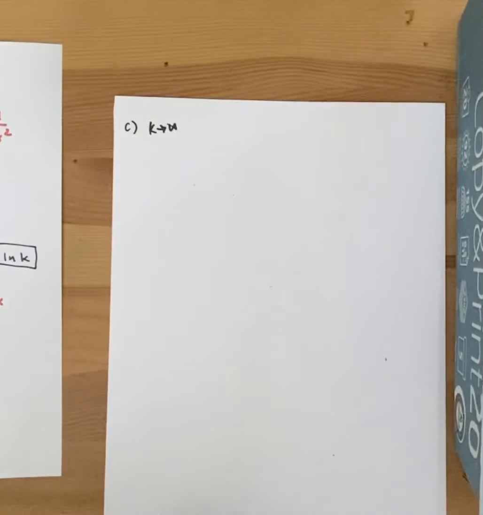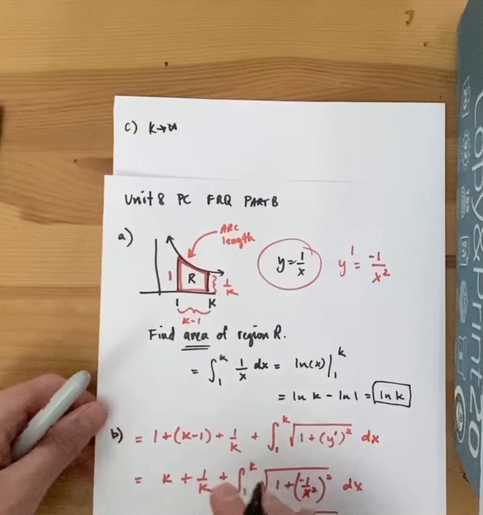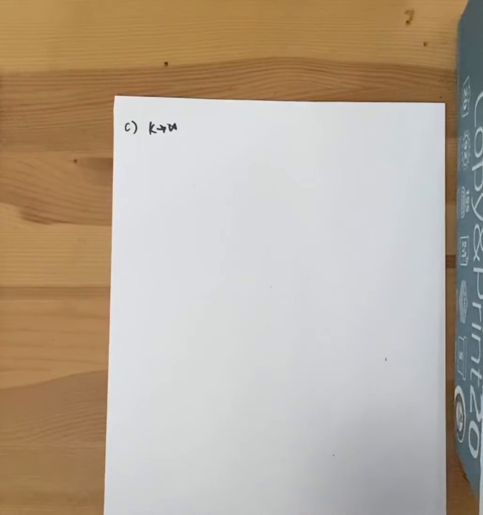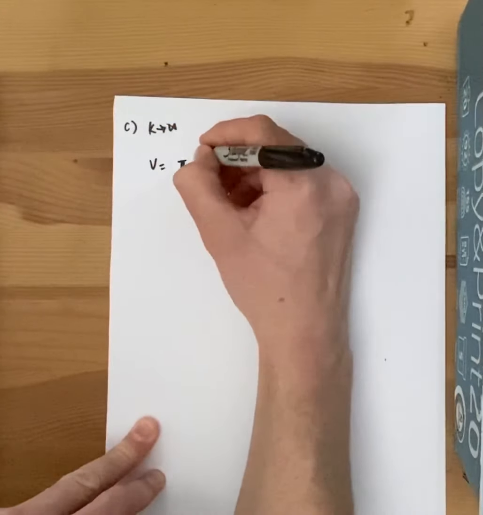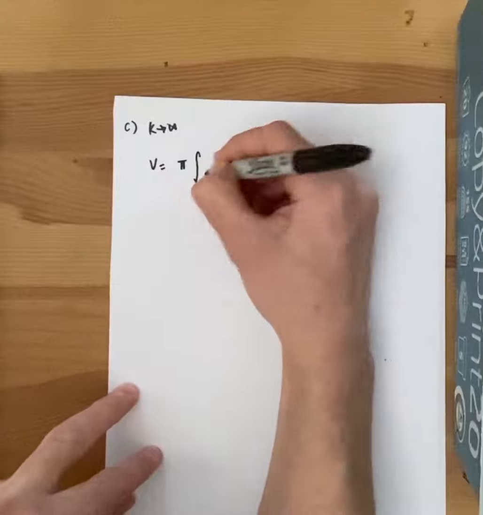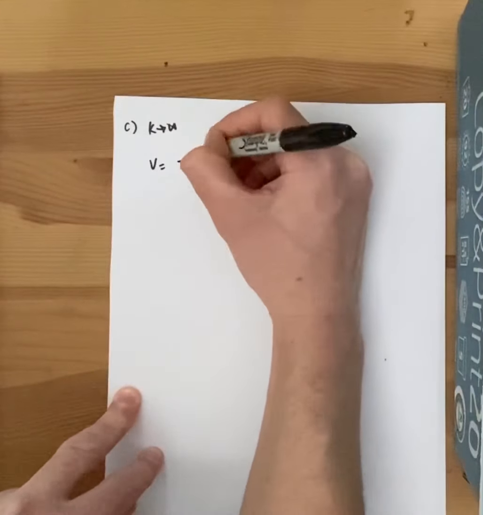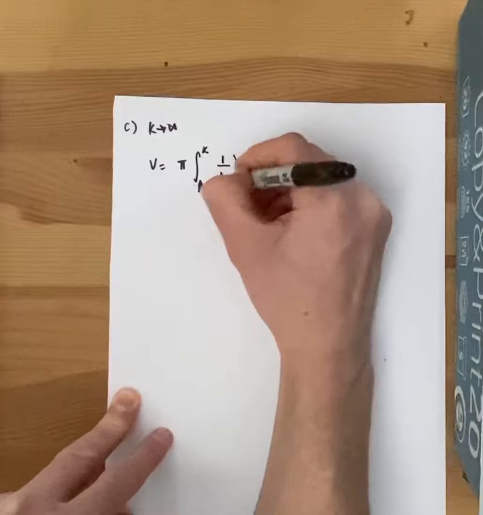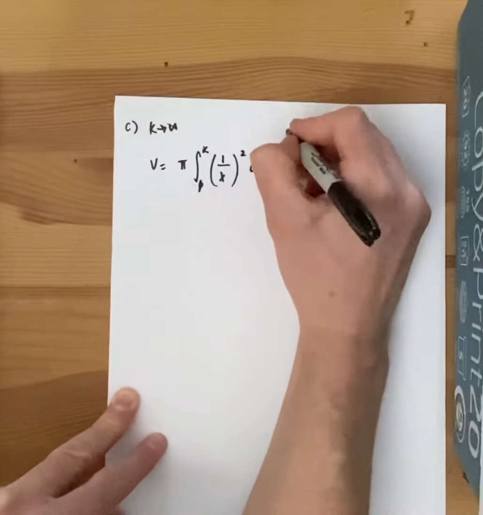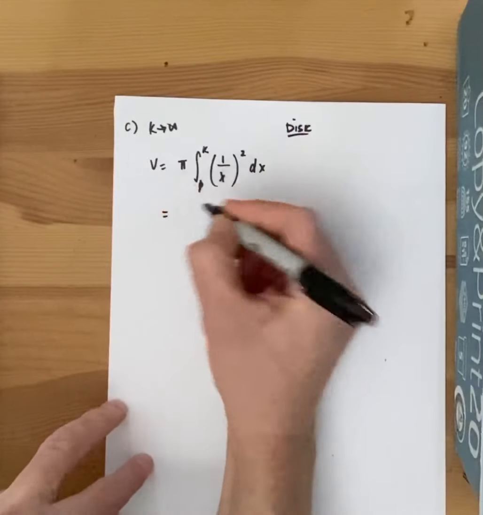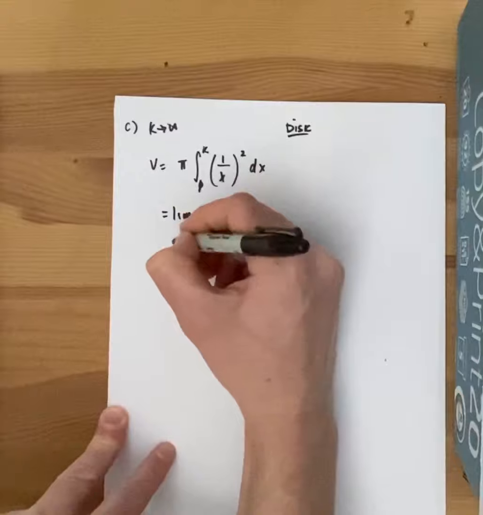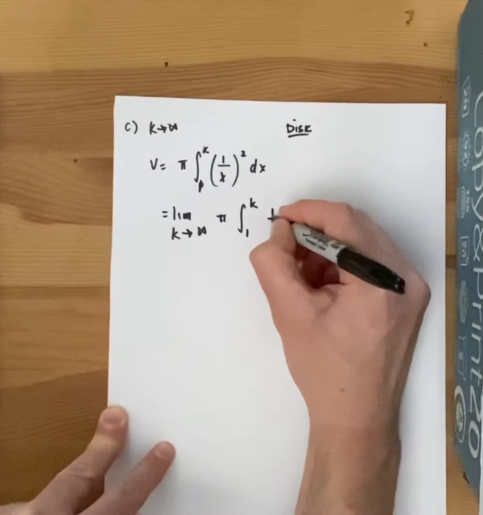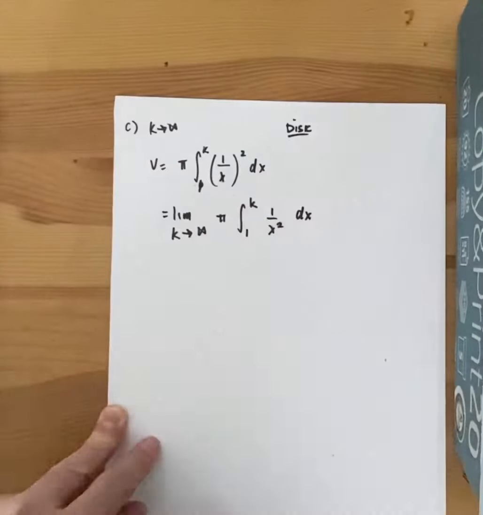So what you wanted to do here was, if you go back to our graph, it's still the same idea, but now since we're revolving around the x-axis, our integral setup is going to be pi, 1 to k, because we're going from 1 to k, and then it's 1 over x, the whole thing squared dx. So I'm just using disk method here. Now we could write it as the limit as k goes to infinity, pi times the integral from 1 to k of 1 over x squared dx, like that.